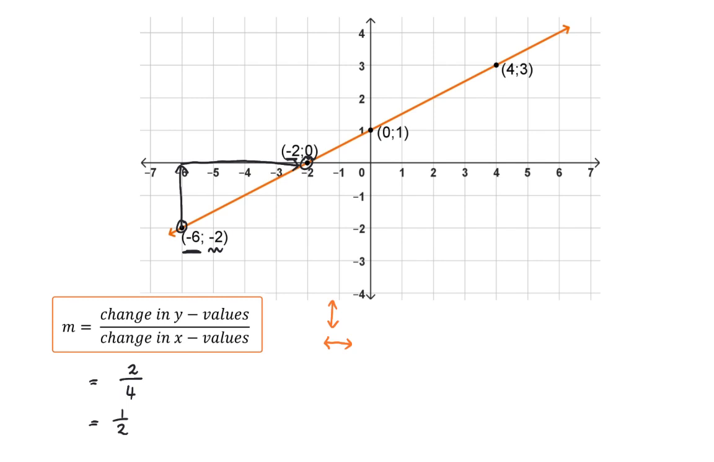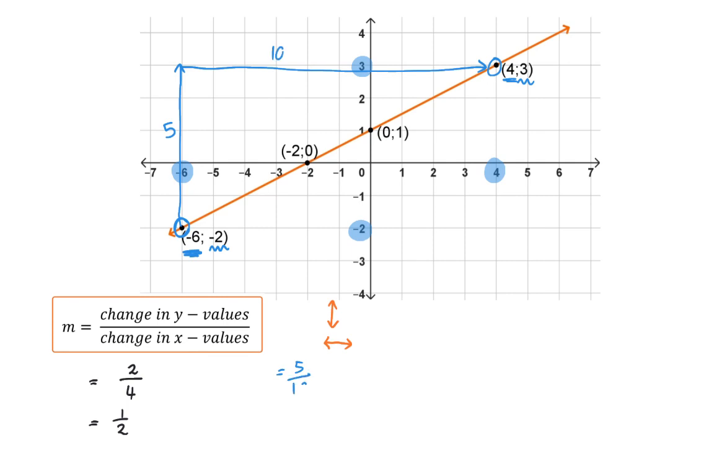But you could have also chosen to focus on any 2 points on this line. For example, if we were to focus on our first and last point, the change in y value will be from -2 to 3, so the vertical movement would be 5 units up. The change in x values will be from -6 to 4, so the horizontal movement is 10 units. So again, our simplified ratio is a half. So this line's gradient is a half.